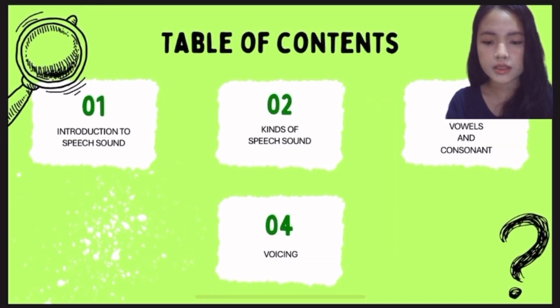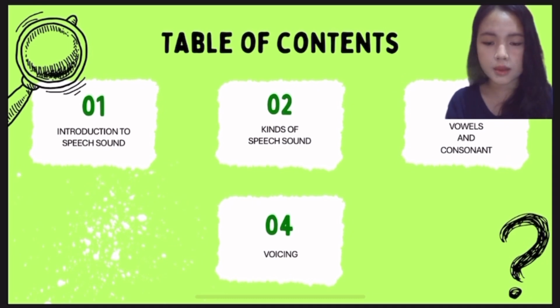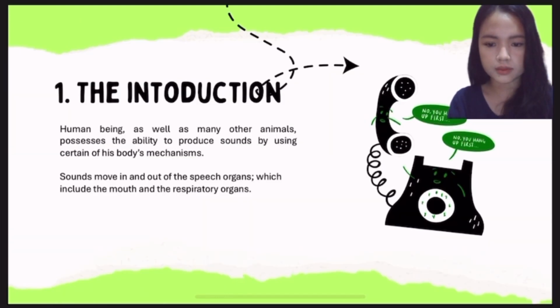In the first slide, we see the table of contents, which already contains the materials that I will explain in this presentation, starting from introduction, kinds of speech sounds, and examples of vowels and consonants. So we may start with the introduction first.